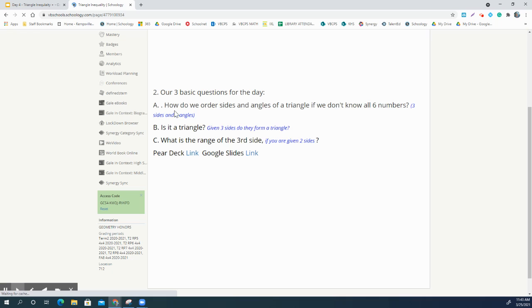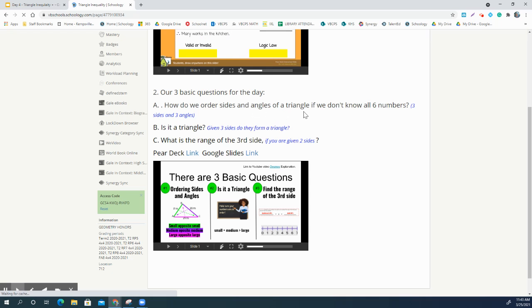So our questions of the day are going to be, how do we order sides and angles of a triangle? Is it a triangle? And then what's the range of the third side?